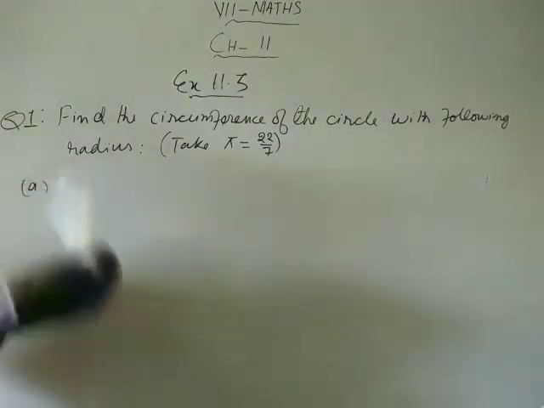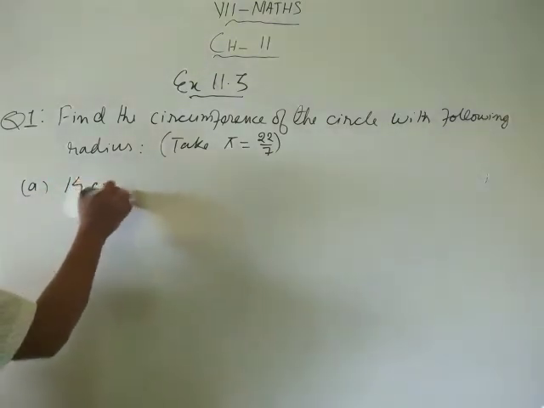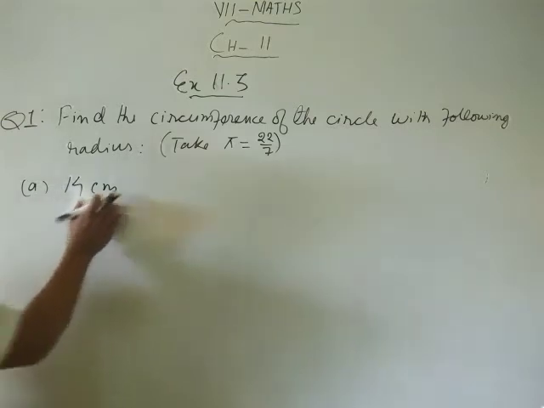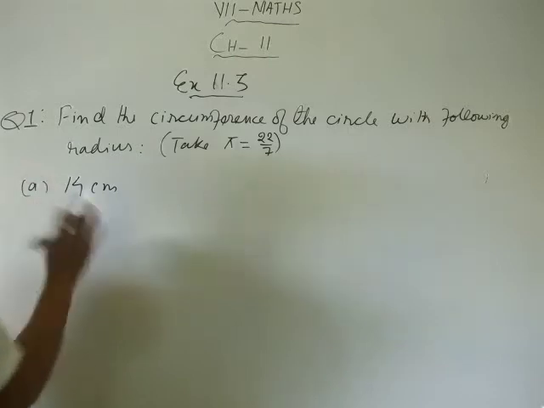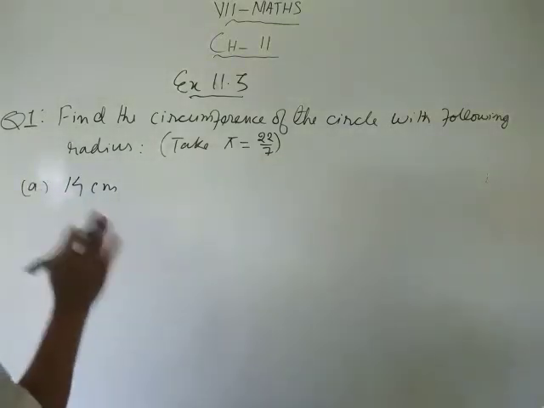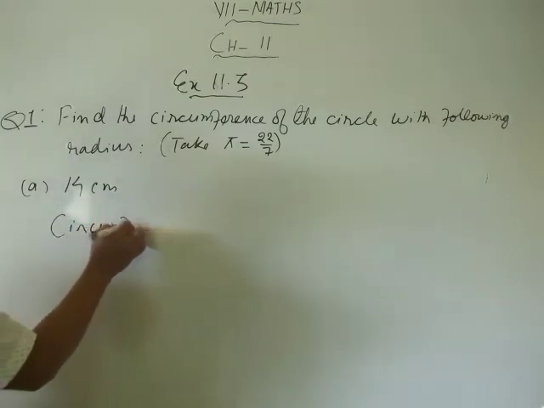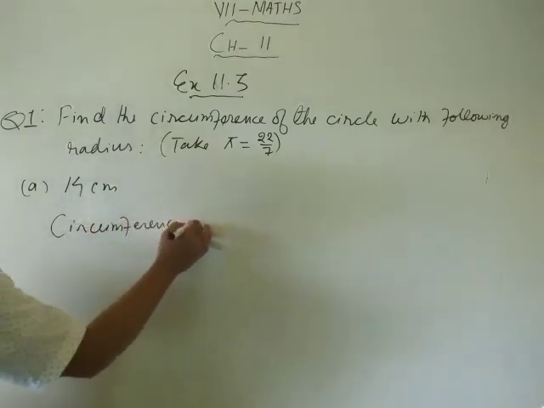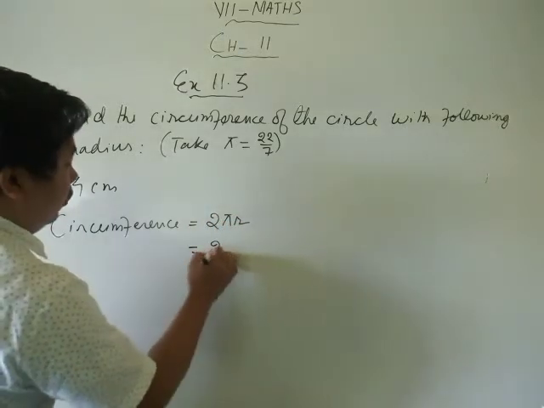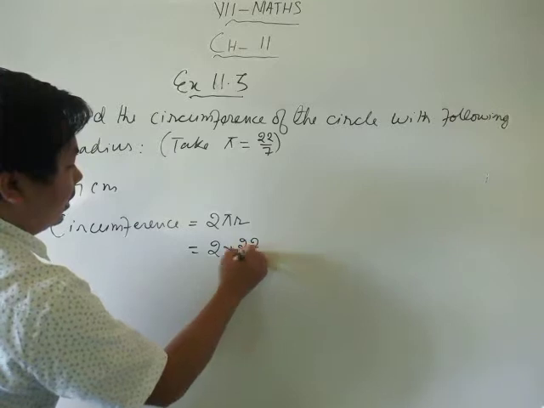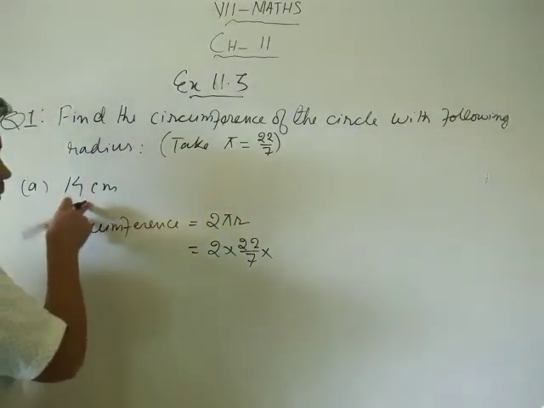Now, A, B, C, we are here. So A is 14 centimeter. This is the radius of the circle, isn't it? So the radius of the circle is 14 centimeter. Now we have to find the circumference. So the circumference of the circle is equal to 2 pi r, isn't it? Yes, 2 into pi, which is 22 by 7, into r. R here is 14.